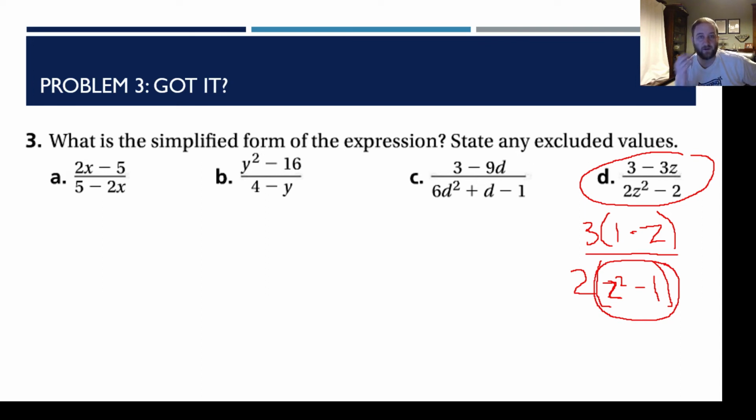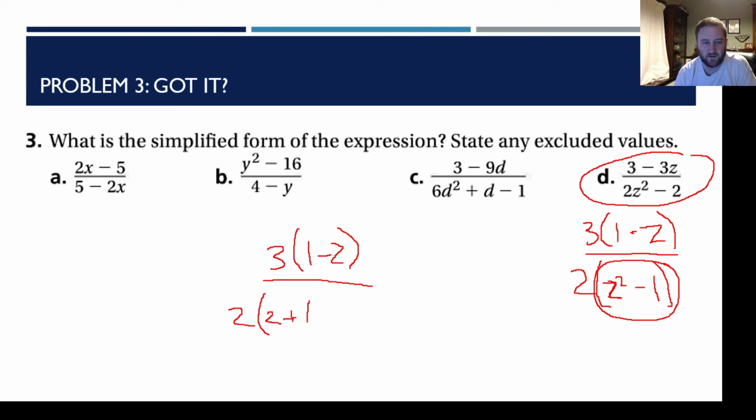What do you notice about those? Z squared and 1, those are both perfect squares. What we can do here is the difference of 2 perfect squares that we just did, right? So 3 times 1 minus z on top. On the bottom we've got 2, and then this is a z plus 1 times z minus 1. Now, again, there's nothing here that we can cancel out yet.